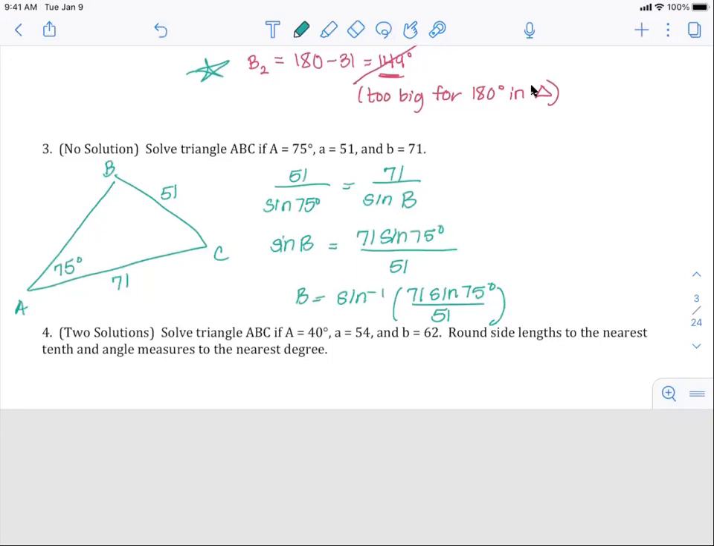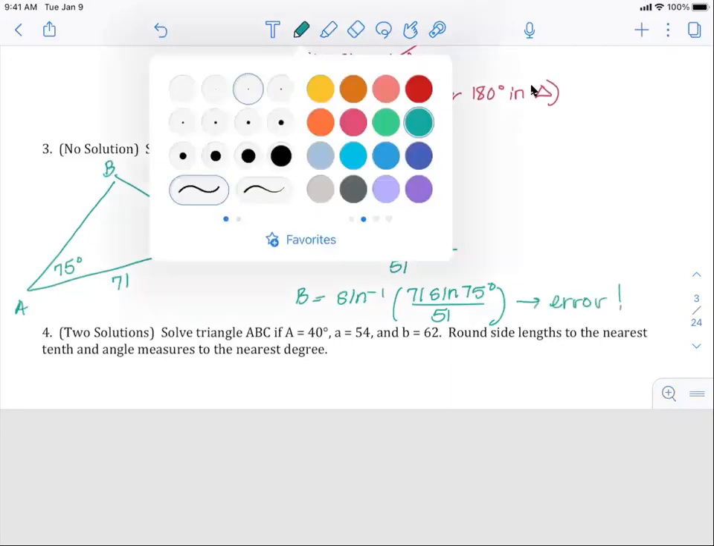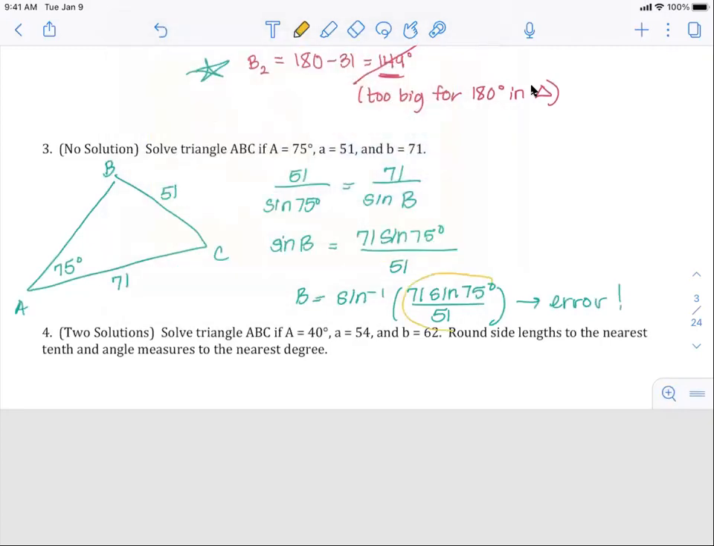You should get an error. Again, why are we getting an error? That's because this number here is approximately equal to 1.3. That's why we can't do the sine inverse. So since there's an error, that's why the answer to this one is no triangle. It's impossible to build a triangle with those two sides and that particular angle.